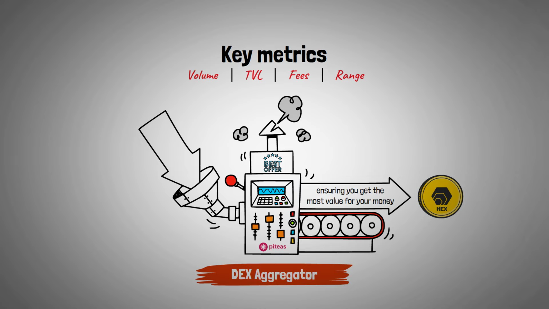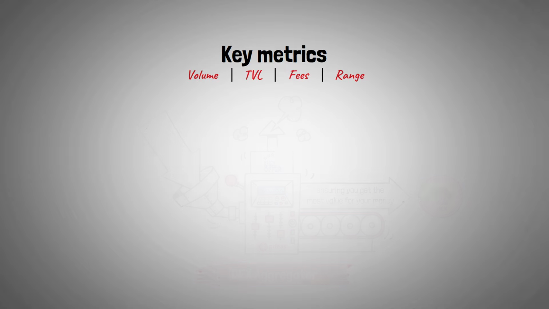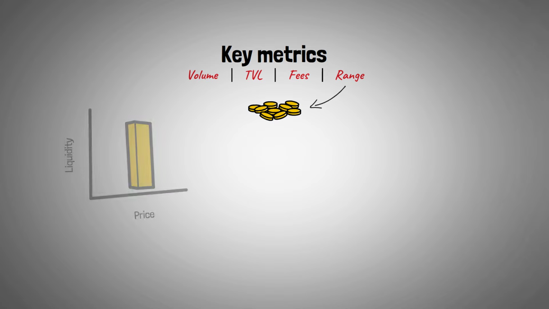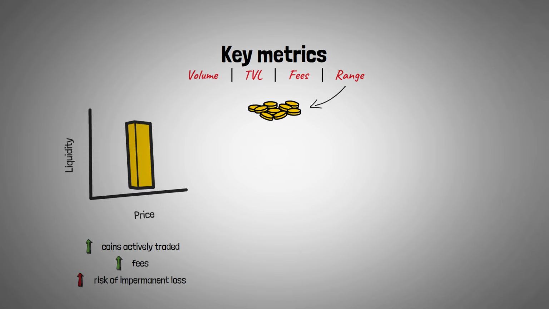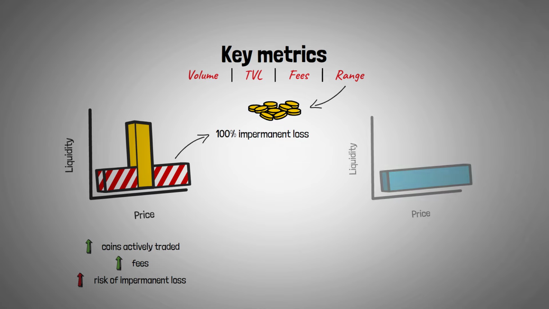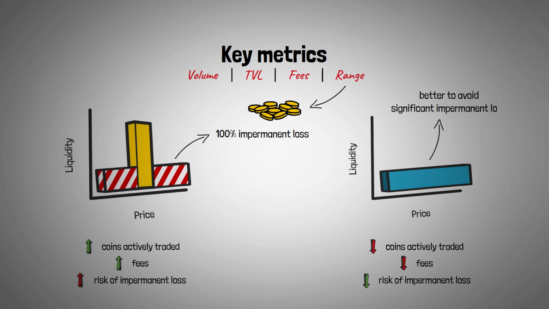Another important factor to consider is the range within which you provide liquidity, as it directly affects your earnings. A tighter range means a higher percentage of your coins are actively traded, leading to more fees, but also a higher risk of impermanent loss. If the price moves outside your range, you stop earning fees and experience 100% impermanent loss. In contrast, a wider range means fewer coins are being traded, resulting in fewer fees, but a lower risk of impermanent loss. If you want a long-term position, a wider range is better to avoid significant impermanent loss.